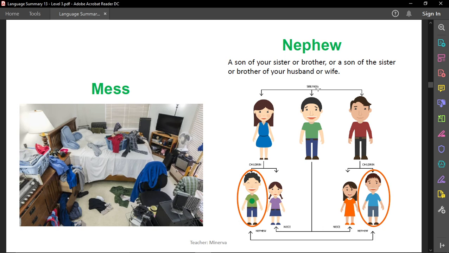It's your nephew. Maybe it's a nephew or niece. And it's the same if your wife or husband has a brother and they have siblings. You're also their uncle.